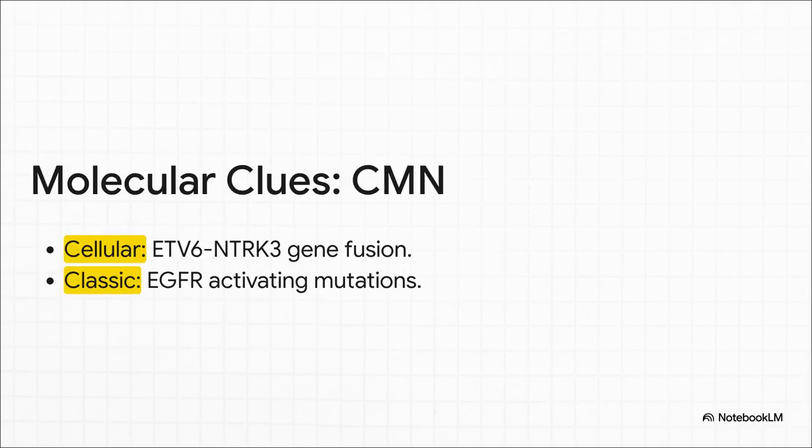Now for congenital mesoblastic nephroma, the molecular findings line up perfectly with what you see under the scope. That cellular subtype, the one that looks a lot like infantile fibrosarcoma, has the exact same ETV6-NTRK3 gene fusion. The more chill, classic subtype, on the other hand, is driven by EGFR activating mutations. It's a really neat correlation.